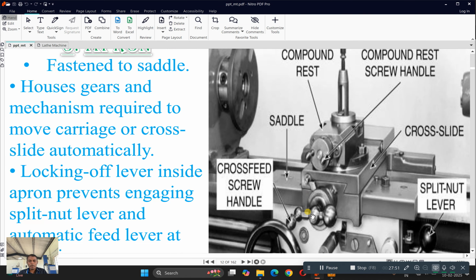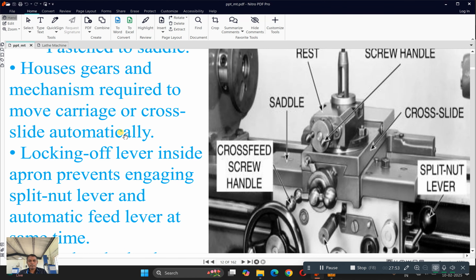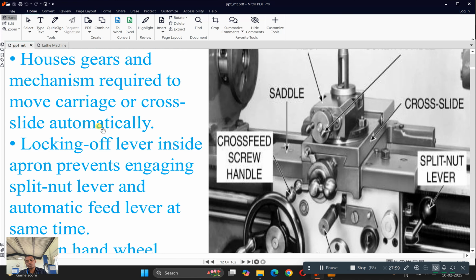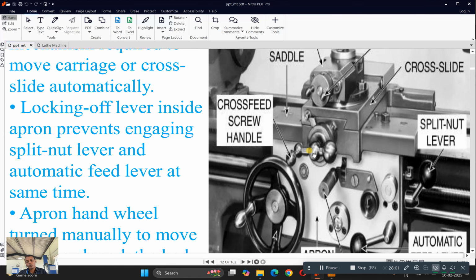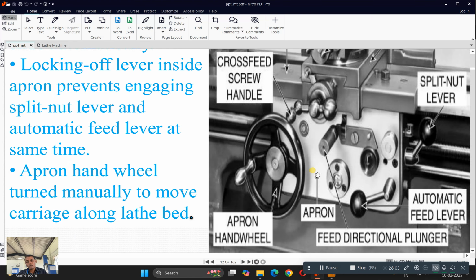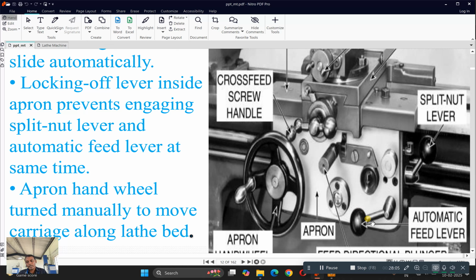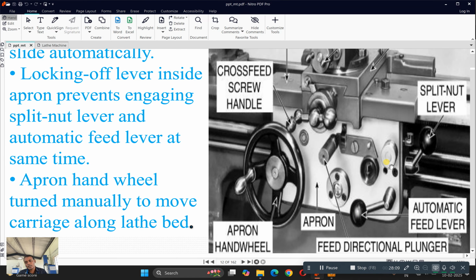Next one, apron. So apron we have already explained. It houses gear mechanisms required to move the carriage or cross slide automatically. I have mentioned this to you previously. So there is an automatic feed lever. Whenever you are engaging this feed lever, what will happen? This entire carriage will be moving in a longitudinal direction from right to left.